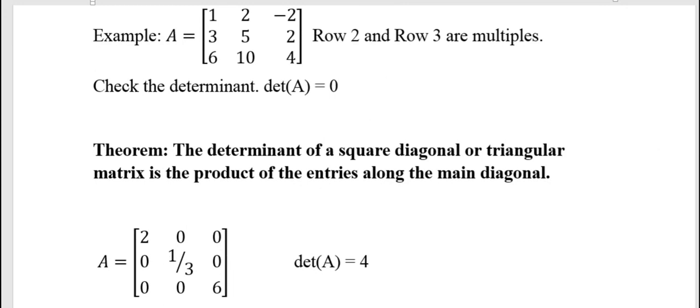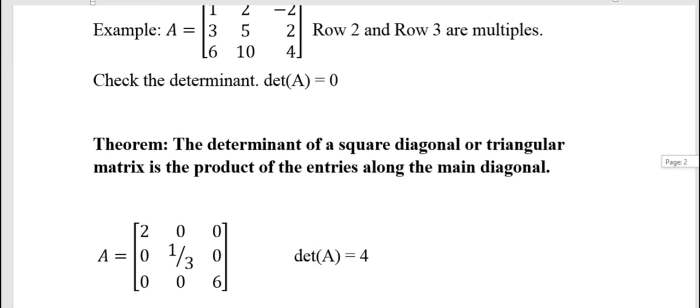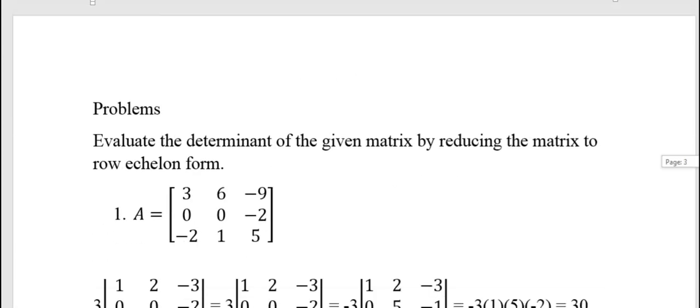And made mention of this in the last section. Always good to bring back up simple things, right? Determinant of a square diagonal or triangular matrix is the product of the entries along the main diagonal. So there it's just 2 times a third times 6. So that's 4. I have to always check my work, right?